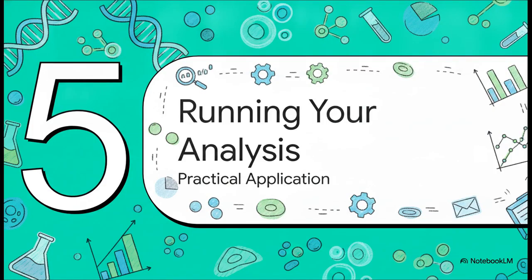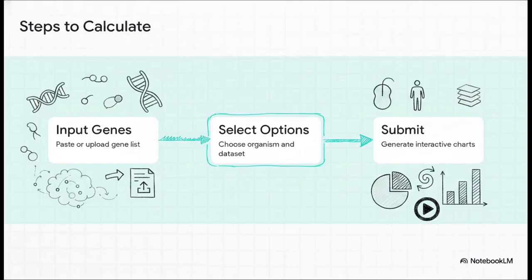Section 5. Running your analysis. So, how do you actually run this thing? The web interface is wonderfully seamless and user-friendly. Step 1, you simply go to the Tissue Enrichment tab and either paste your list of genes right into the text area or upload a text or CSV file. Just make sure there is one gene ID per line. Step 2, you select your options, your organism, your gene ID type, and your dataset.